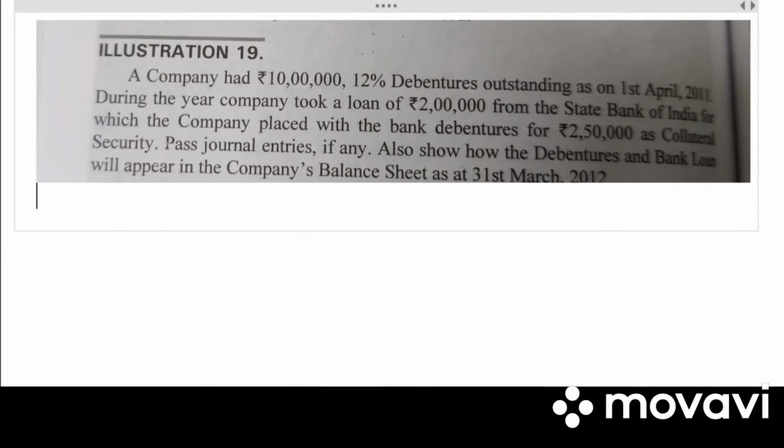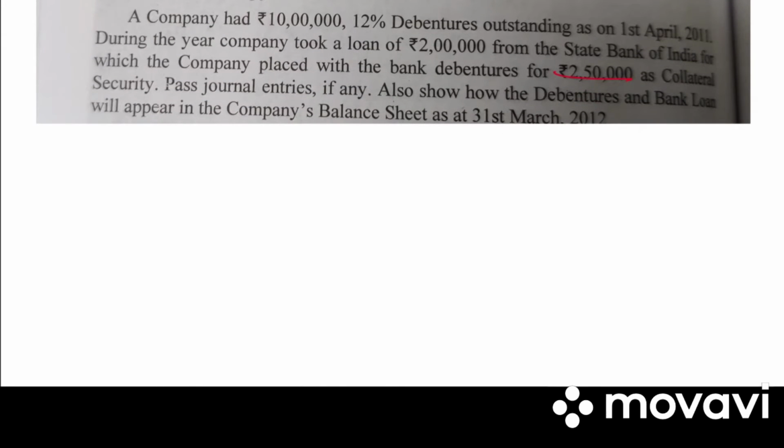Take down illustration 19. A company had 10 lakh 12% debentures outstanding on 1st April 2011. During the year, the company took a loan of 2 lakh from the State Bank of India, for which the company placed with the bank debentures of 2,50,000 as collateral security. Pass journal entries and also show how the debentures and bank loan will appear in the company's balance sheet. So let us work out the first method.